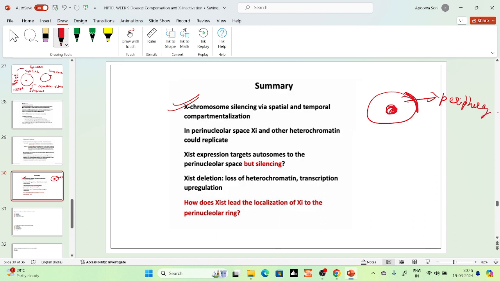Okay. Then in the perinuclear space, X chromosome inactivation and other heterochromatin could replicate. Yes, in the perinuclear, that is, in the periphery region. So cyst expression targets... okay, cyst deletion, loss of heterochromatin, transcription, yes. So if cyst is deleted, what will happen? There would be loss of the heterochromatin region and the transcription would be upregulated.